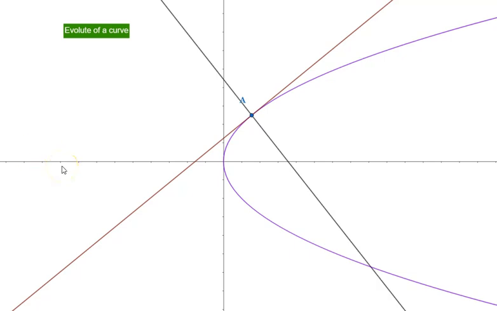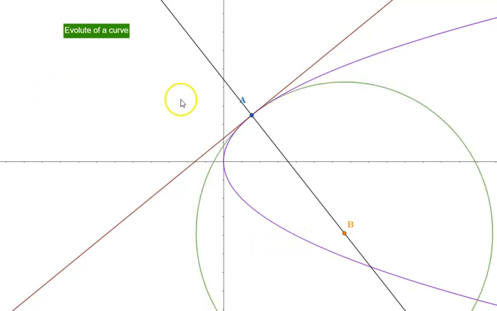We have already seen curvature. We have seen the center of the circle of curvature. So let's find the center of the circle of curvature. Now, this circle is such that when we draw this circle, it will hug the curve.